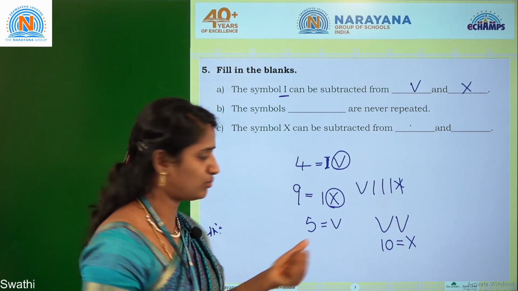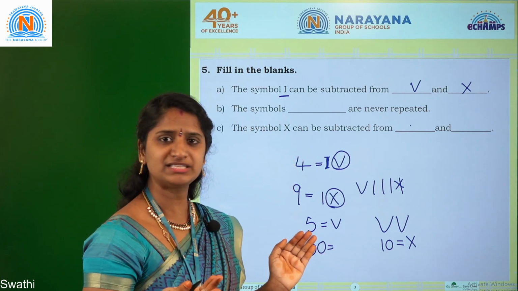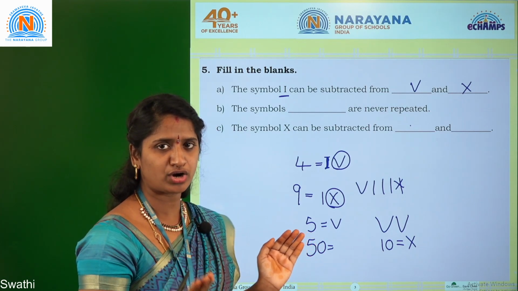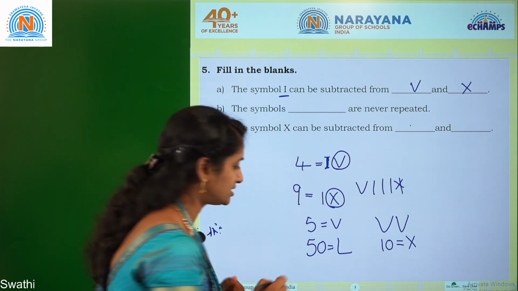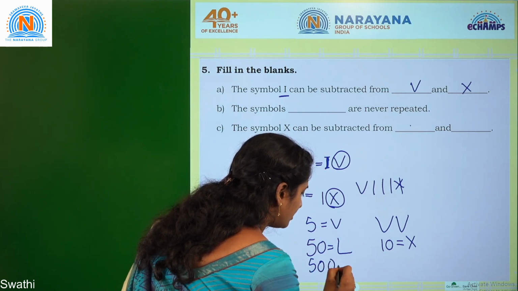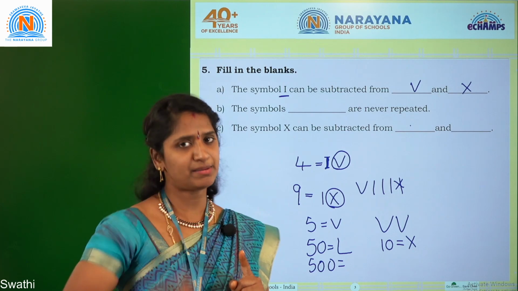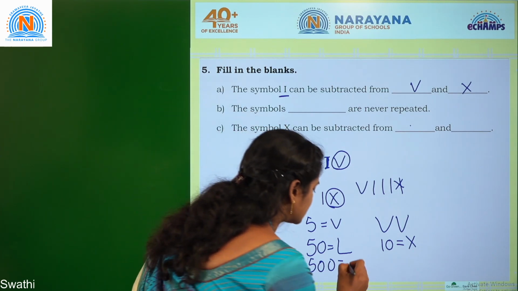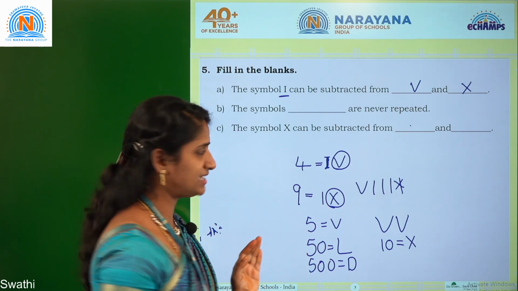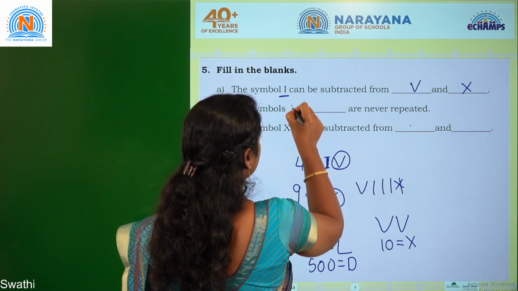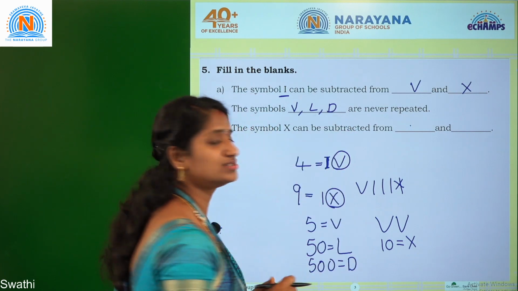V should be only 1 time. And again 50. If I want 100, 50 plus 50, I can't write it like that. L and L, I am not going to repeat. I have to write C here. 50 is also not going to repeat. And 500. If I want 1000, 500 plus 500, I can't write that. For 1000 I have to write M. Here 500 is D. So these letters are not going to repeat. Which symbols are not going to repeat? V, L, and D are not going to repeat.